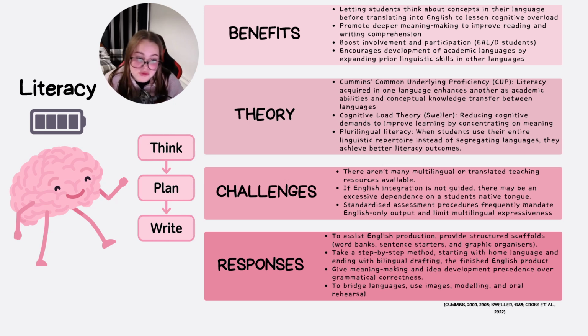Some responses to assist English production: provide structured scaffolds, so word banks, sentence starters, and graphic organizers. Take a step-by-step method, starting with home language and ending with bilingual drafting, and then coming out to the finished English product. Give meaning making and idea development precedence over grammatical correctness. So just be lenient with marking. To bridge languages, use images, modeling, and oral rehearsal.